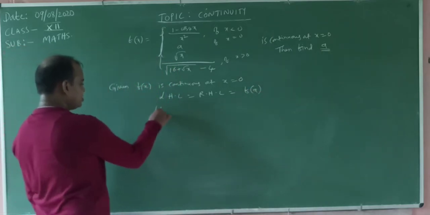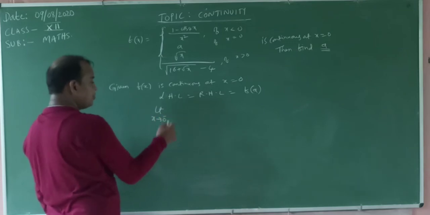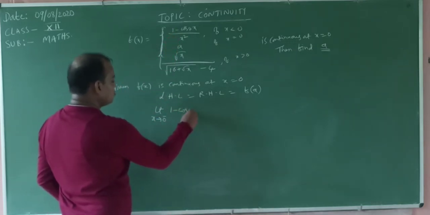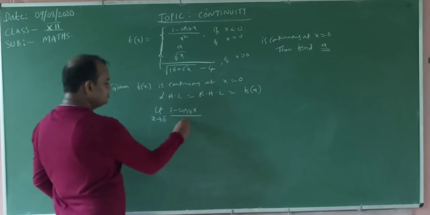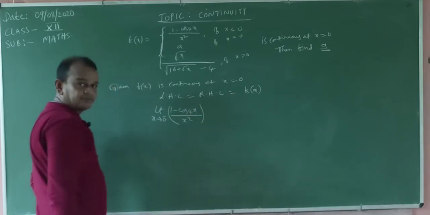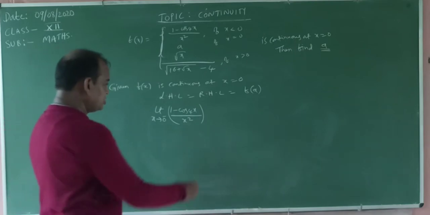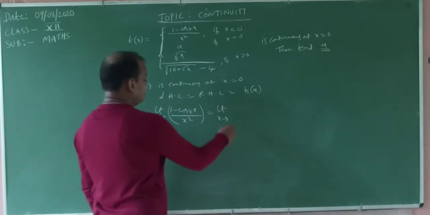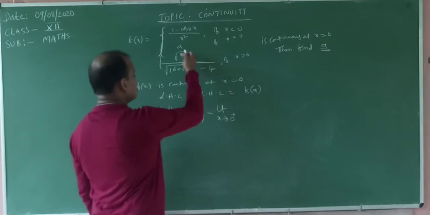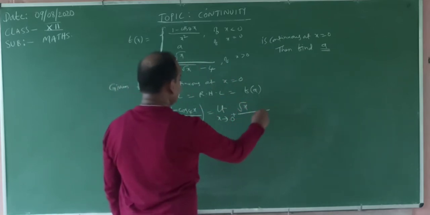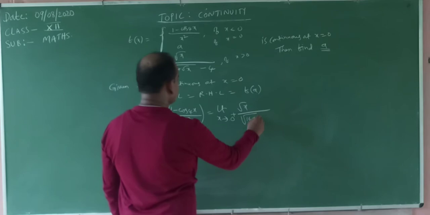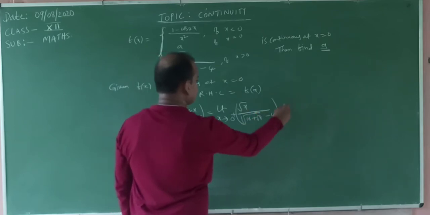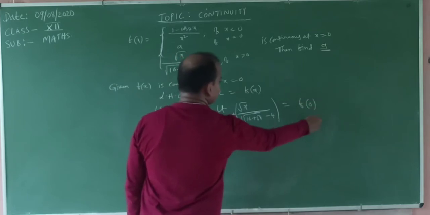LHL formula: limit x tends to 0 minus, 0 minus means less than 0. What is that one? 1 minus cos 4x by x square. That is equal to RHL. RHL means limit x tends to 0 plus, meaning more than 0, root x by root of 16 plus root x minus 4, is equal to the function value at exactly 0, f of 0.